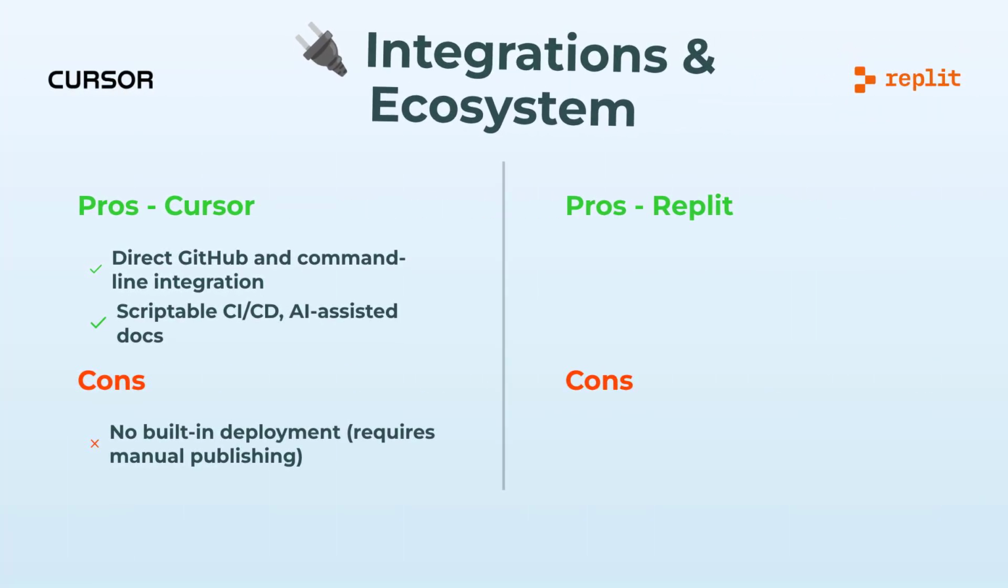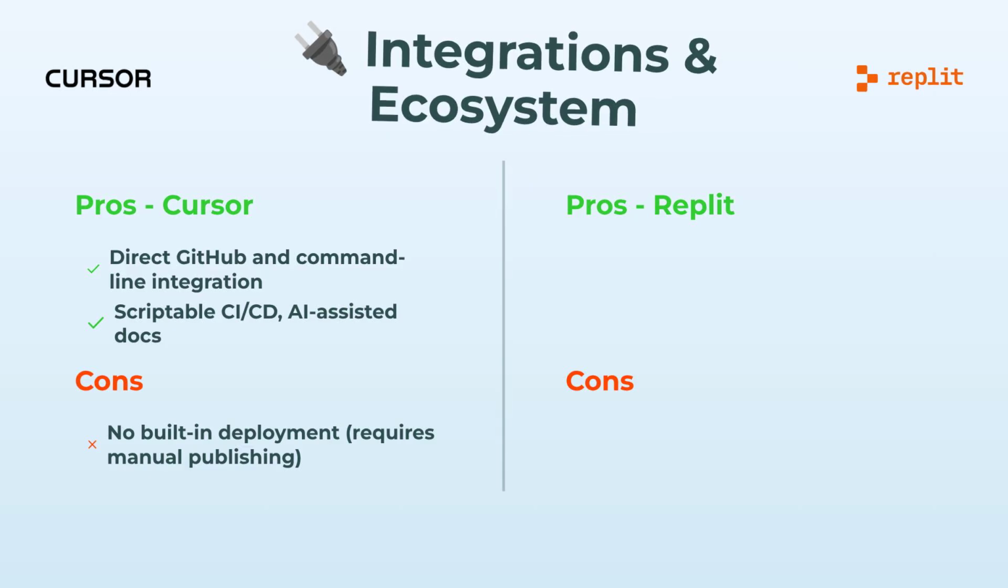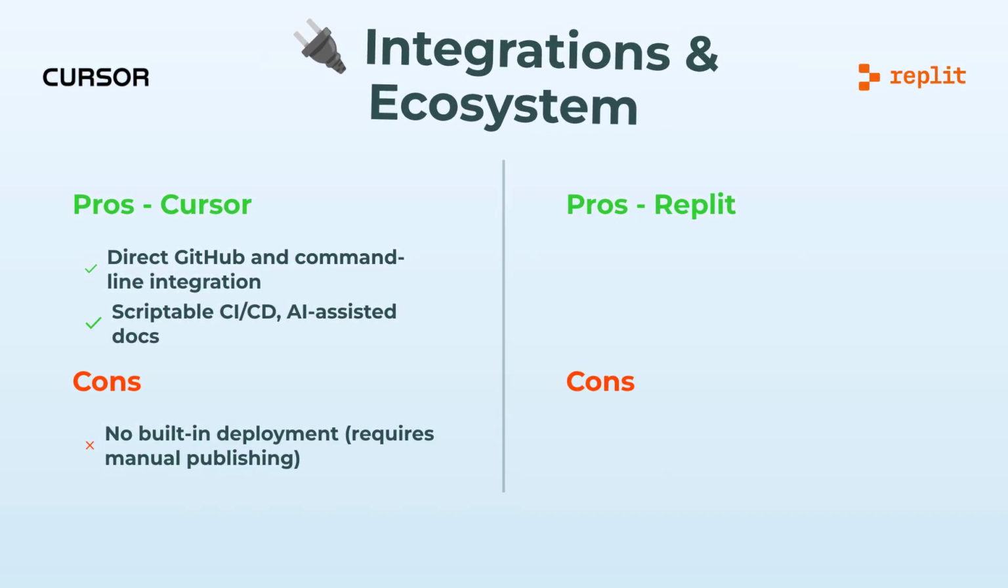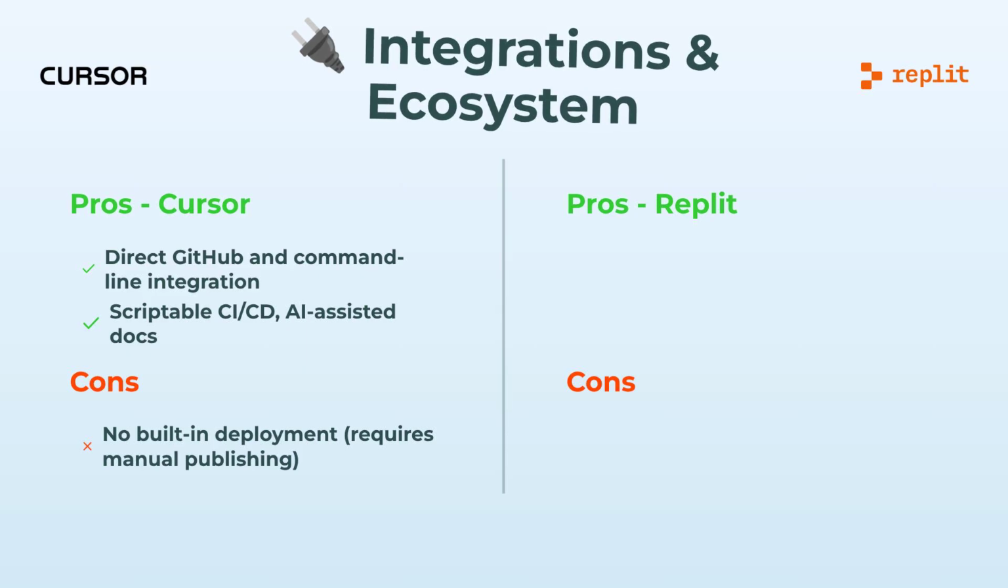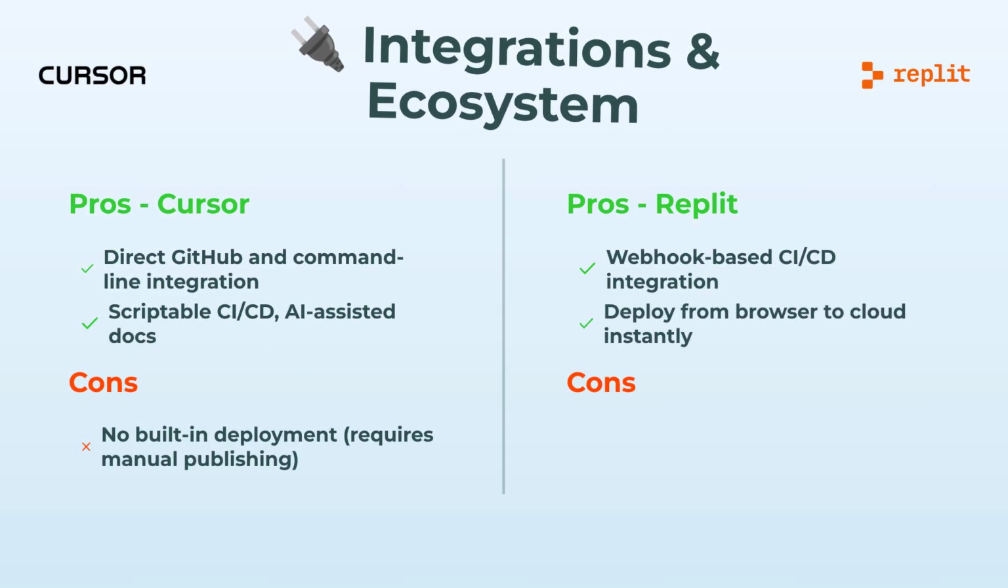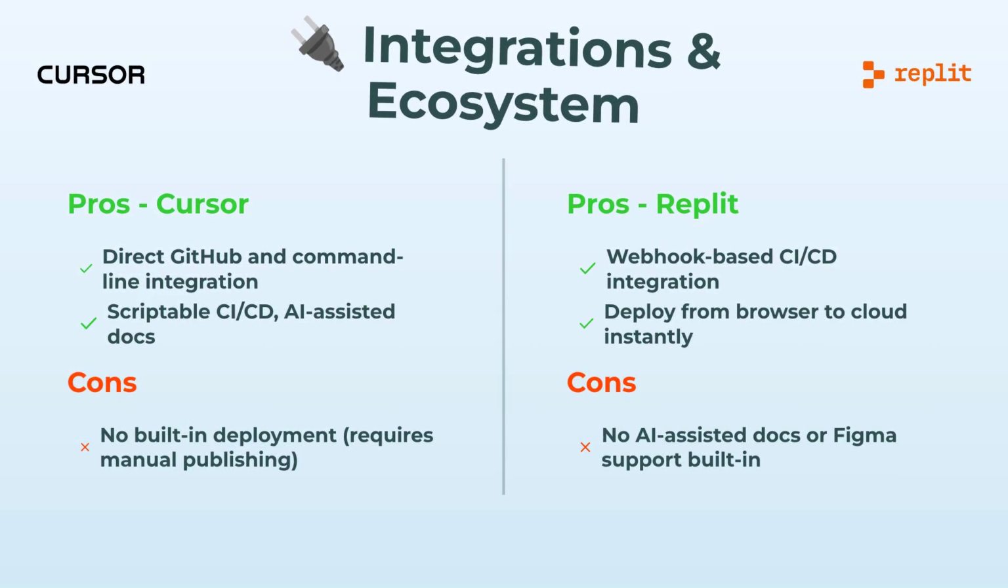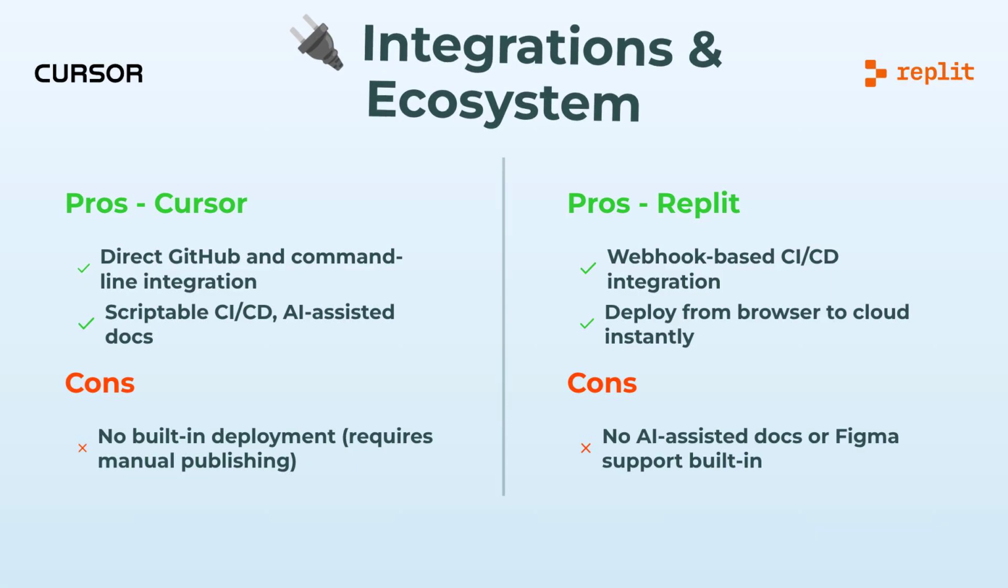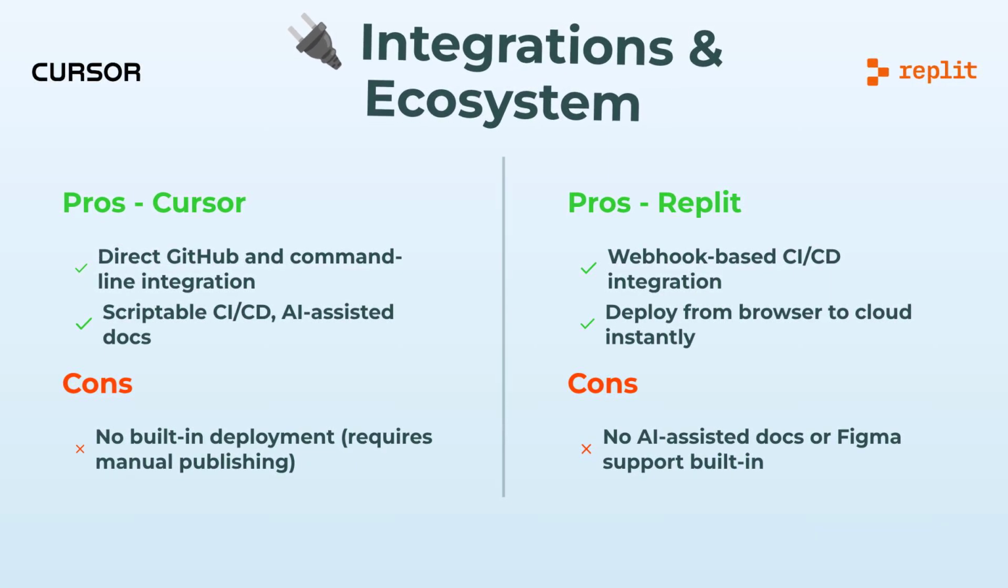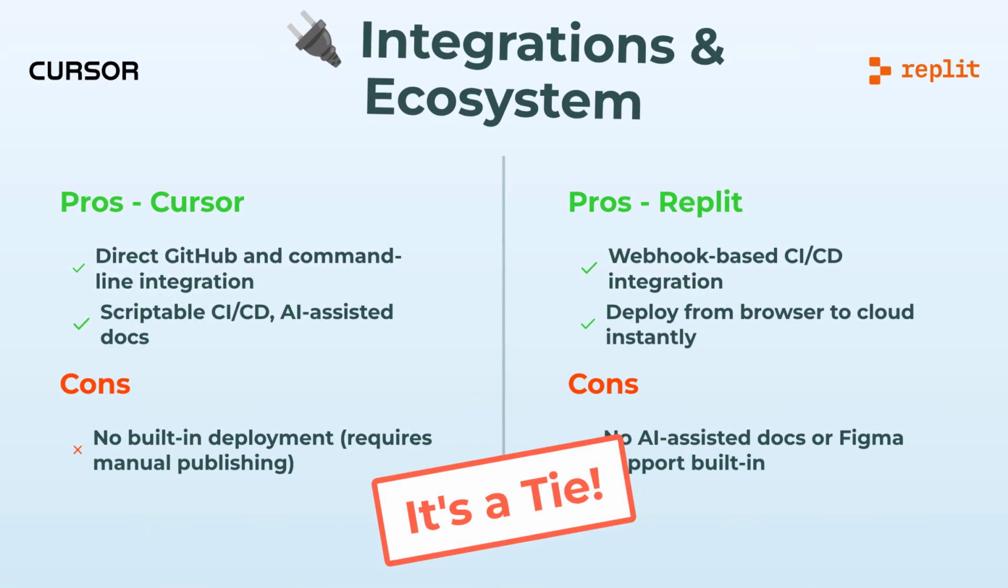Last category, integrations and ecosystem. Cursor basically borrows a bunch from the VS Code and GitHub world, plus you've got full command line integration, scriptable CI/CD, and some AI-powered docs. Drawback: no one-click deployment, you have to publish stuff manually. Replit makes it a breeze, deploy straight from the browser, CI/CD with webhooks, no local setup. But you're missing out on those AI docs or design tool integrations like Figma. So honestly, we can call this one a tie. Both bring something tasty to the table here.